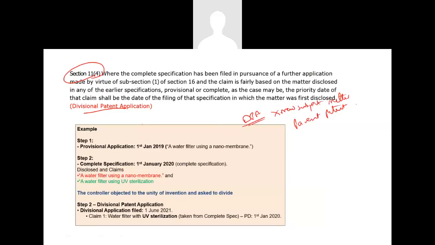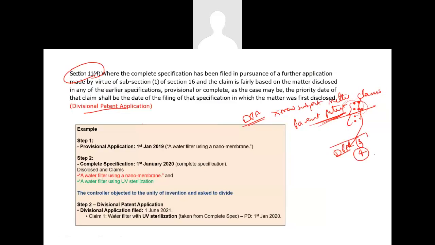Which means if, let's say, the parent application had claims 1, 2, 3, 4 and all of these were found not linked to each other through a common inventive step, then the controller would ask you to divide it. Which means the parent would now claim only those claims which are linked to each other and the rest would be sent to the divisional patent application. So let's say the parent application retains claim 1 and claim 2 while the divisional captures claim 3 and claim 4.